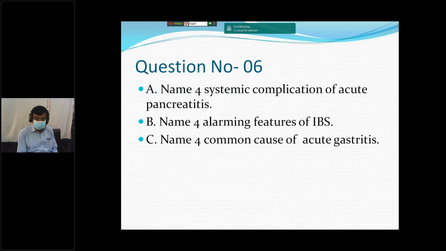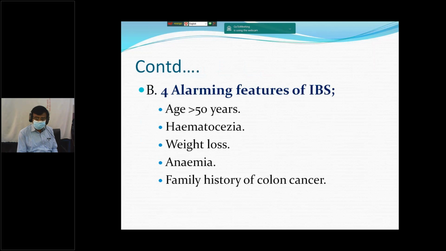Our next question was 4 alarming features of IBS. Alarming features of IBS: if age is more than 50 years. Usually IBS occurs before 50 years, but if it occurs after 50 years, that is alarming. And hematochezia, that means fresh blood per rectum. And weight loss, anemia, and family history of colonic cancer. So these are the alarming features of irritable bowel syndrome. If these things are present, then we should be alert that the patient may have some malignant disease or any other chronic disease other than IBS.